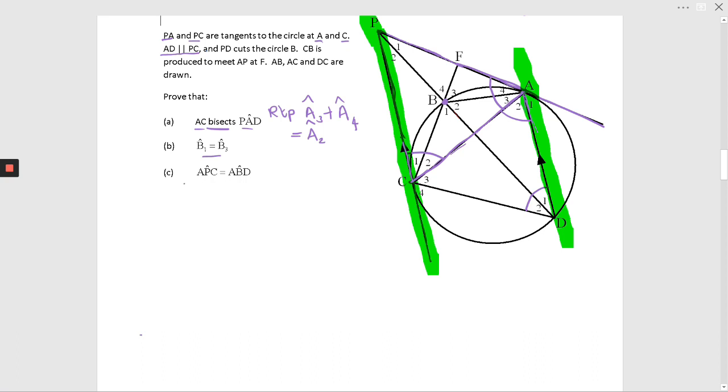The next thing I need to prove is that B1 equals B3. And I've marked out nothing so far. So let's go back and see what else needs to be marked out. Okay, so what else is B1 equal to? Well, it's in a really nice cyclic quad, right? And it links from the previous question because B1 is actually the same as A1 because of angles in the same segment. So I'm going to mark them out like that.